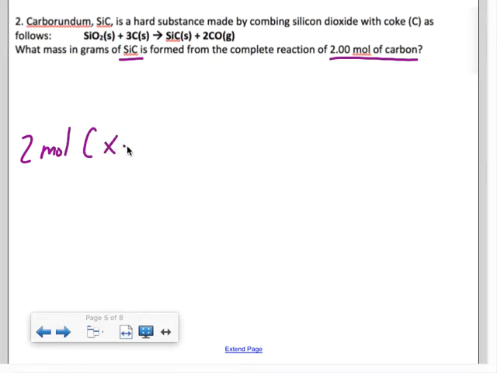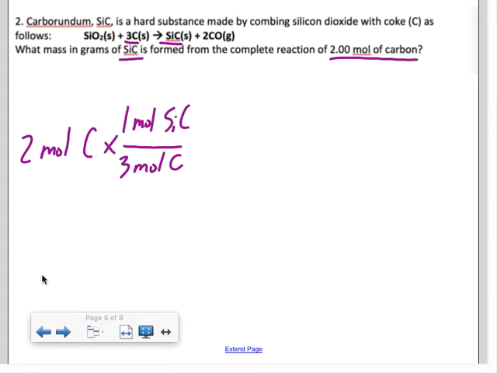I'm in moles. I'm going to set up my mole ratio. I'm in carbon. I go to my equation. I have a 3 in front of it. I am trying to get to SiC. So then I look. Where's SiC? There it is. It's going to have a 1.